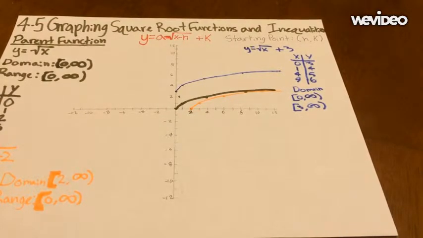So you're going to have the square root of 0, 0 plus 3 is equal to 3. And you're going to do the same thing with 1, 4, and 9. So you can see we've got those points plotted up.